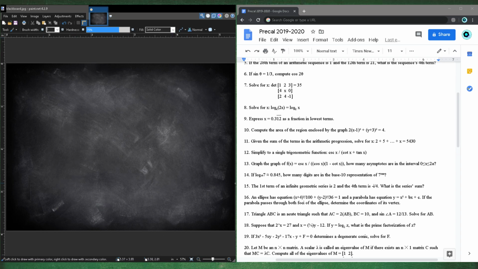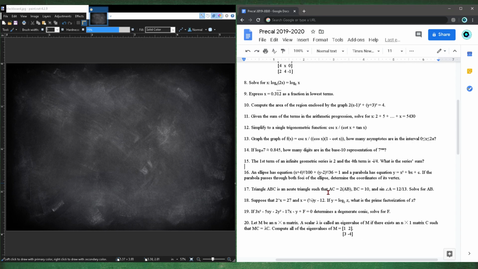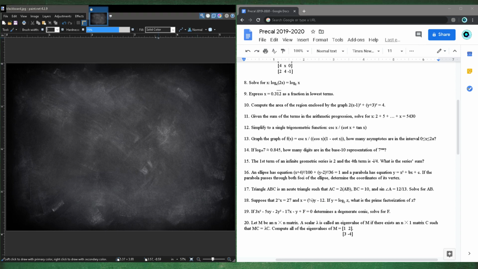Okay, and that's kind of like the proof of how to do it. Number 15: the first term of an infinite geometric series is 2, and the fourth term is negative i divided by 4. What's the series sum? So we have 4 terms, right? The first term, the second, the third, and the fourth. So the first term they gave us is 2, and the last term is negative i over 4, right?